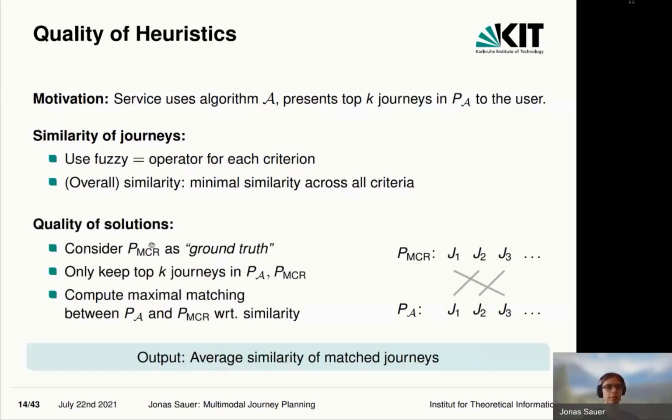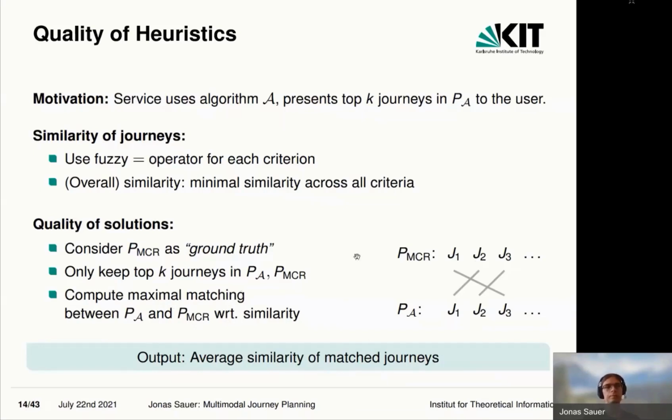Now, we take the Pareto set computed by MCR, our exact algorithm, as our ground truth, and we say that we only keep the top K journeys in the MCR solution, and also only the top K solutions in the ones computed by our algorithm. And now we line up these top K journeys and compute a maximal matching between them with regard to similarity.